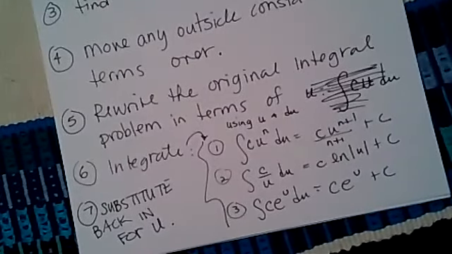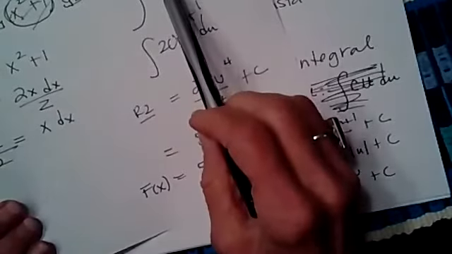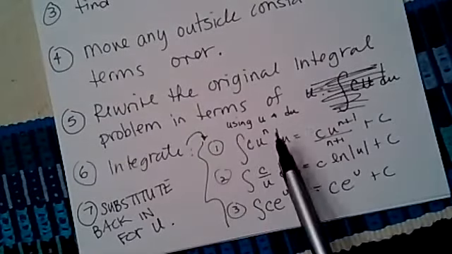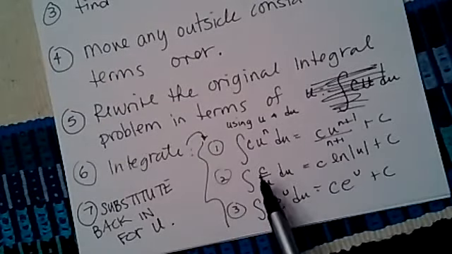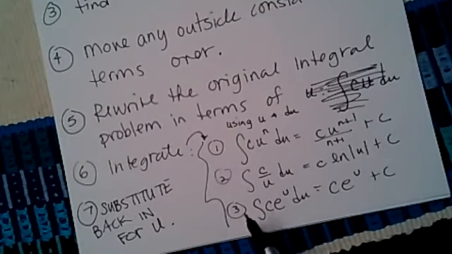All right, so once you rewrite it, you're either going to have what I have, 20u cubed, where I just add 1 and divide. You're going to have u to a constant power, add 1 and divide, or u to the -1, which is the ln of u, or you're going to have e to the u. And once we integrate, then you just substitute it back in for u.